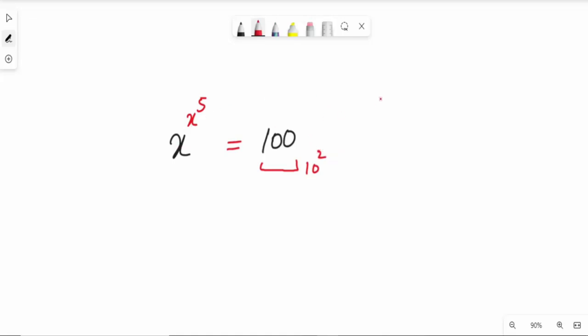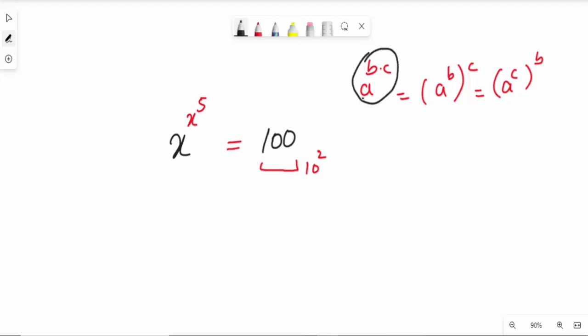And for this we also know the formula: a raised to the power b c. So we can write a raised to the power b, whole power c. Also we can write a to the power c, whole power b. So this is the formula we will use in this question, and this formula can be written in this form and in this form. Clear? So let's start, guys.